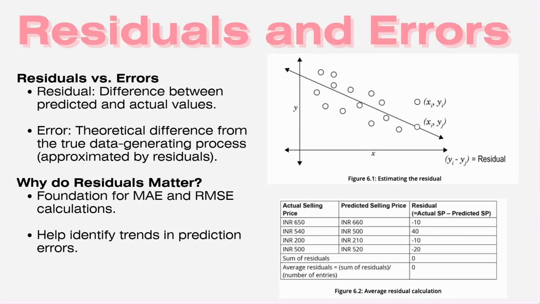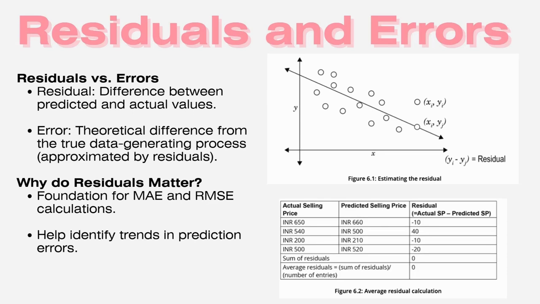So, residuals are the heart of understanding how well a regression model performs. A residual is the difference between the actual value and the predicted value. Residuals help us estimate the error in a model. While we can't know the exact error because the true process generating the data is unknown, residuals provide a close approximation. Let's take a practical example from the book.